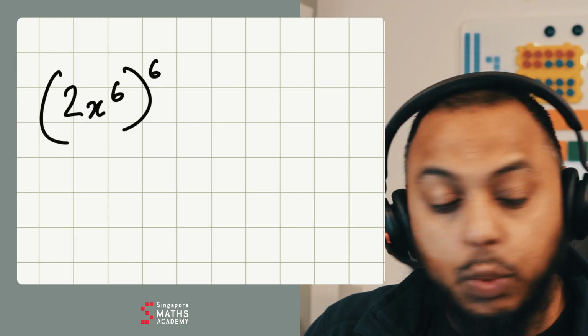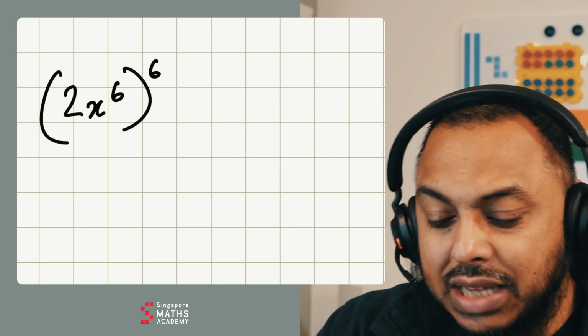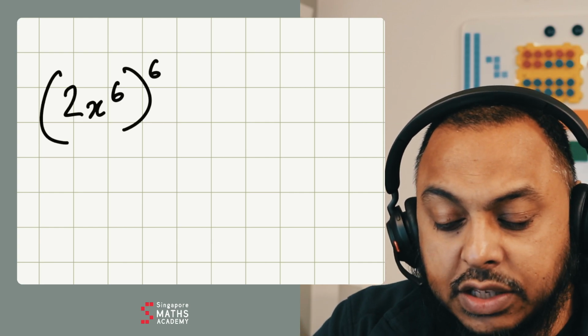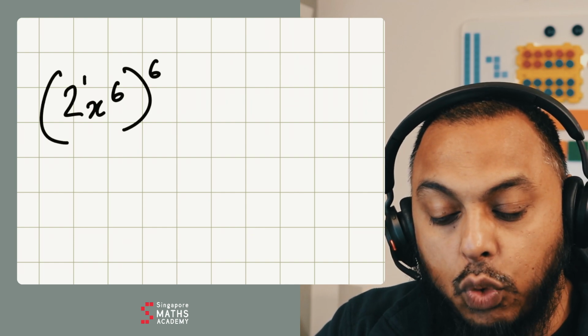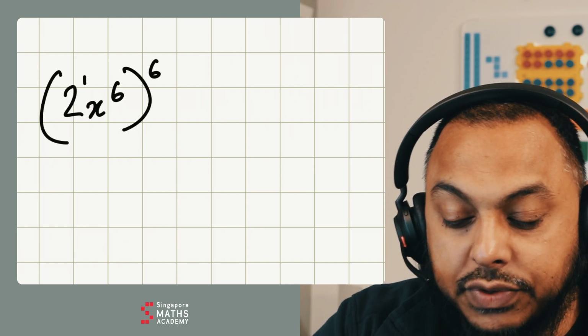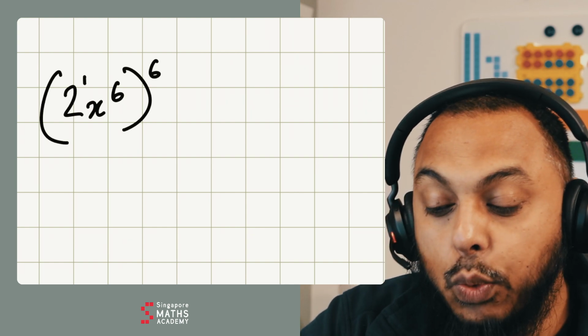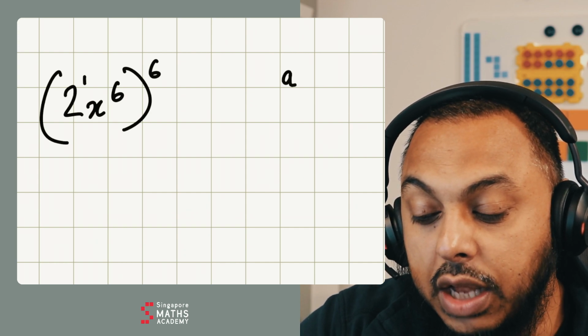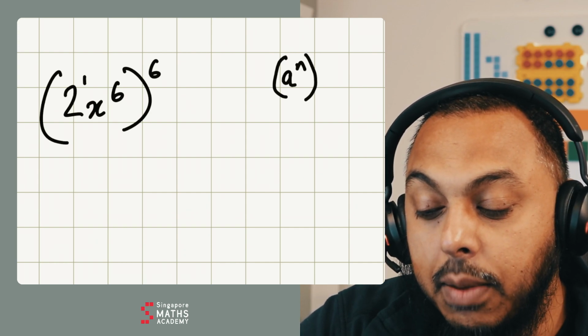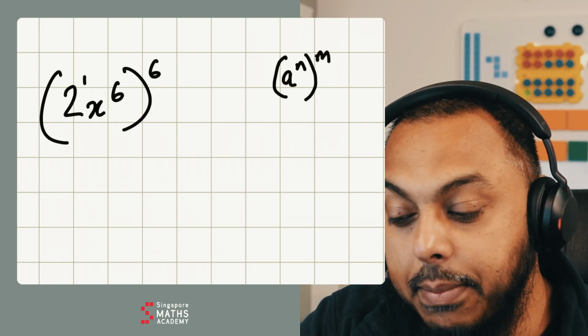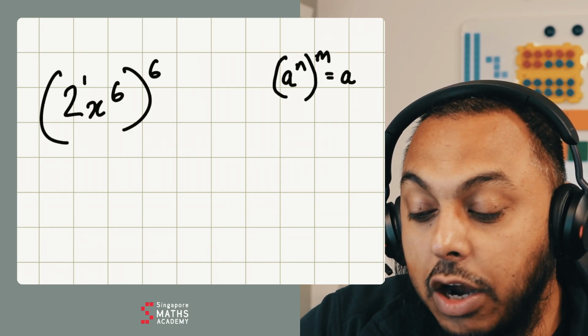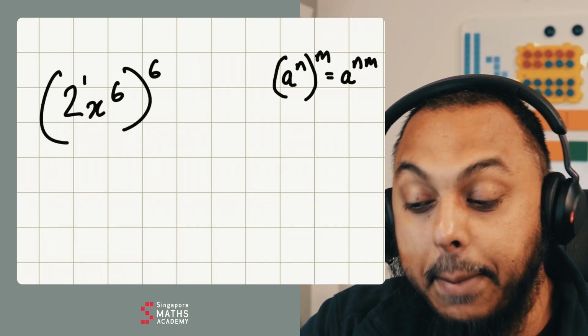As I was saying, what we can do is use a slightly different strategy. We can think of this 2 as 2 to the power of 1, and this x to the power of 6 as just x to the power of 6. Now, one of the rules we learned was a to the power of n to the power of m is equal to a to the power of n times m, nm, right?